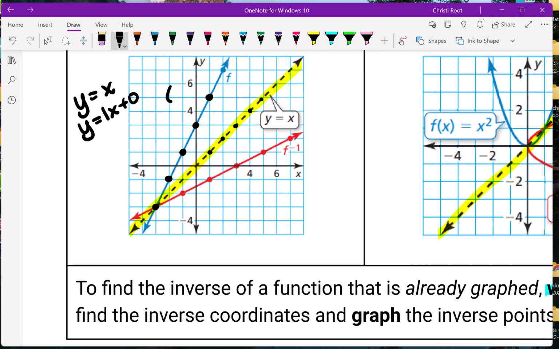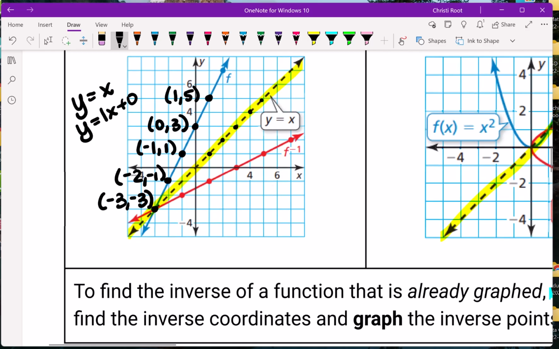So this is (0, 15). This is (0, 3). This is (-1, -2, -1). And this one's (-3, -3).